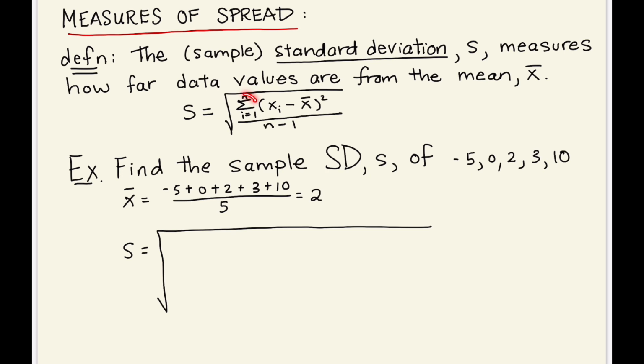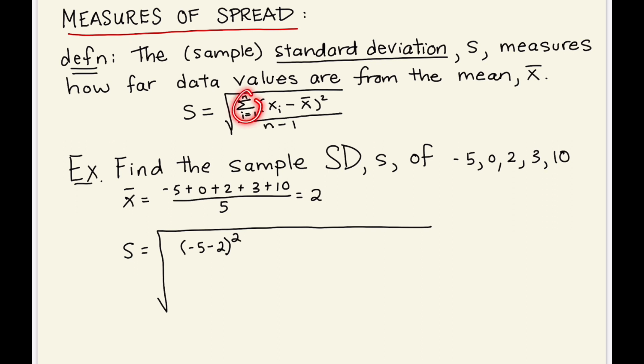Remember here, this is just the sum, okay, over all my data values. So I'm going to start by taking each data value and subtracting the mean and then squaring that. And then I'm going to add those all up. So let's start with the first data value, that's a -5. So I will take -5 minus the mean, which is 2. And then I will square that.